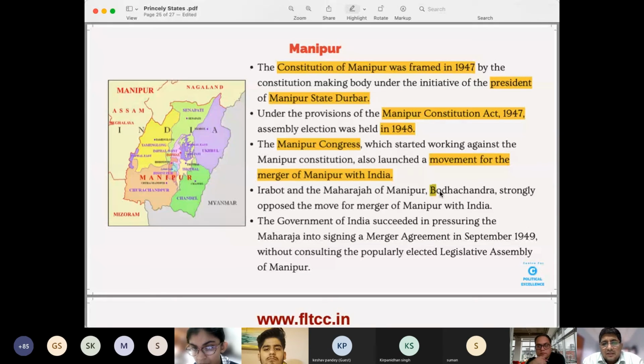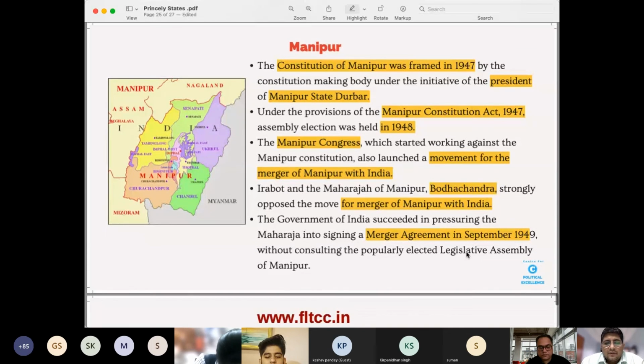Even Maharaja Bodha Chandra also somehow was opposed to this idea of merger of Manipur with India, and for some time he was placed under house arrest in Guwahati. He was called for a meeting and he was placed under house arrest, and ultimately he succumbed to the pressure of India, and he signed the final merger agreement in September 1949 without consulting their elected people, and this is how the princely state of Manipur was integrated.